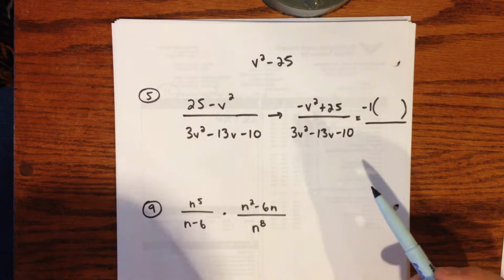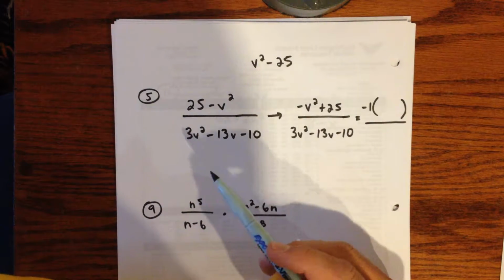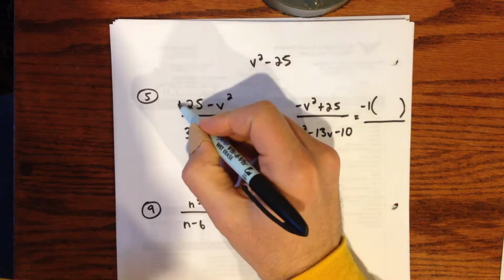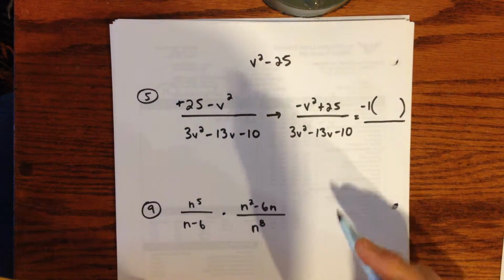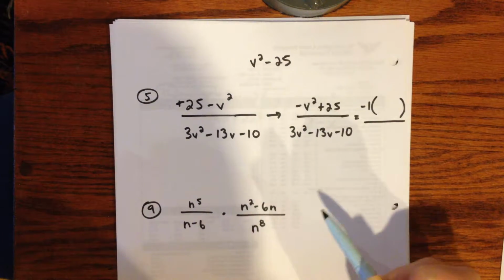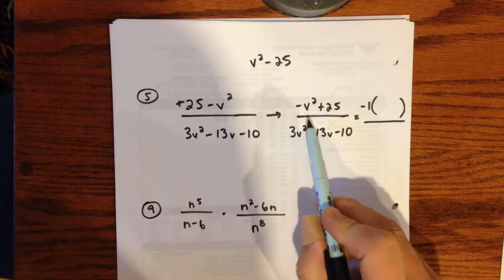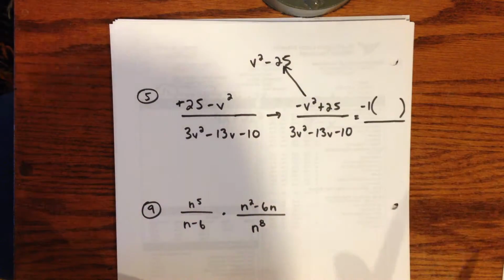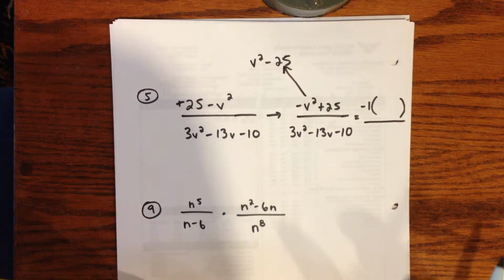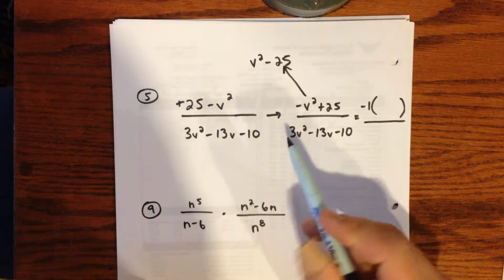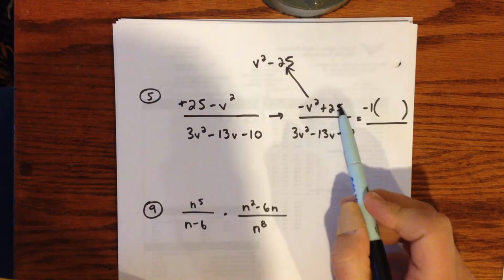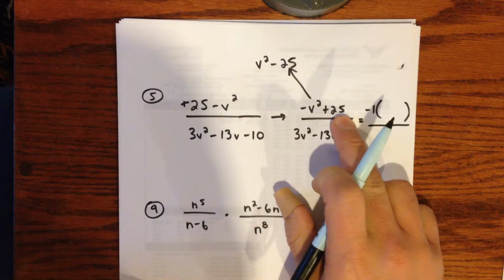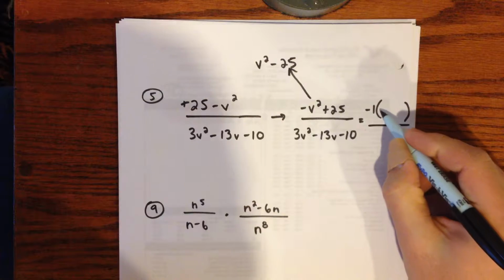So when you see that, I would write it as a negative v squared, and this is a positive 25. So when I flip it around, I have to write it like that. And then this is going to seem kind of weird, but I want to make it look like that. I can do that by factoring out a negative 1. If I factor a negative 1 out of this, it's going to turn this one negative.